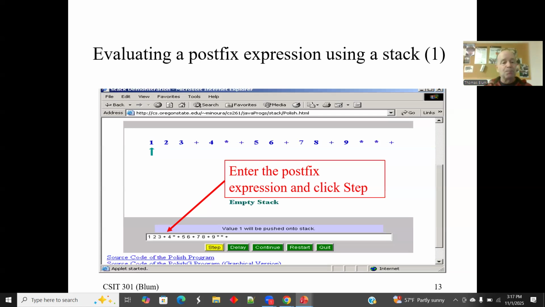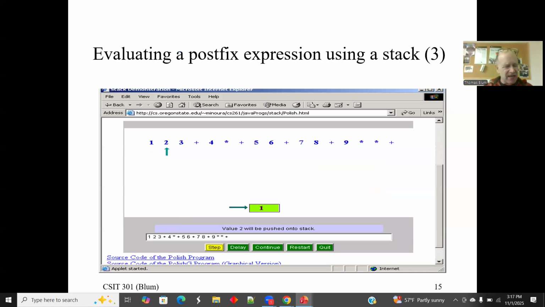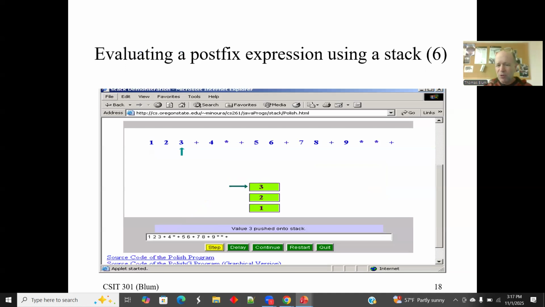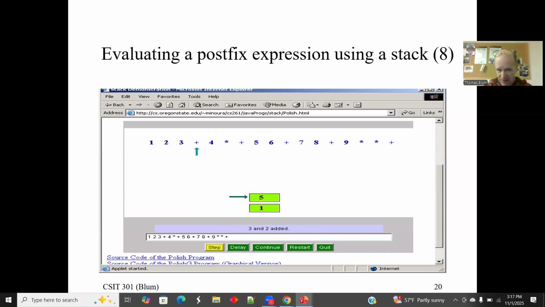All right, so here we go. We encounter the 1. It is data, an operand. We push it on the stack, so we have a 1 on the stack. 2, data, push on the stack. We encounter the 3. It's data. We push it onto the stack. We encounter our first opcode, the plus. We pop off the 3, pop off the 2, perform the addition of 3 plus 2, get 5, and push that onto the stack.